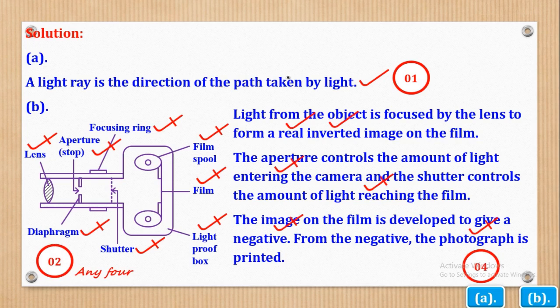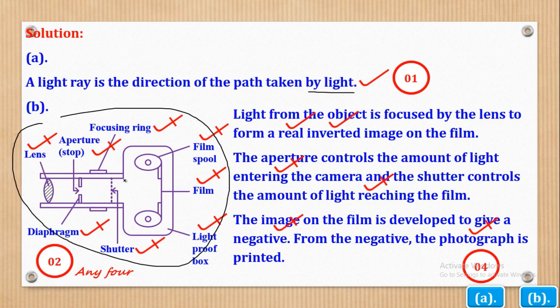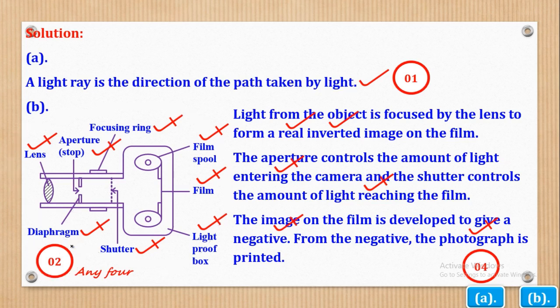So here is 1 mark for the definition of light ray. Then for the whole of this diagram, we choose any four correct labels, and the diagram which is correctly drawn, that is 2 marks. Then for the description, that is where the 4 marks go. So 1 mark has to be for the real image, and 1 mark for the word inverted. So when I see this, that is full mark. When I see this, that is another full mark. Then half a mark for the function of the aperture, half a mark for the function of the shutter, half a mark for this word negative, and this word photograph, that is also another half a mark.